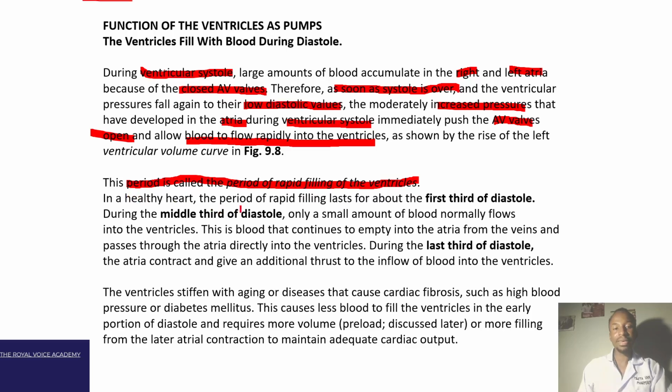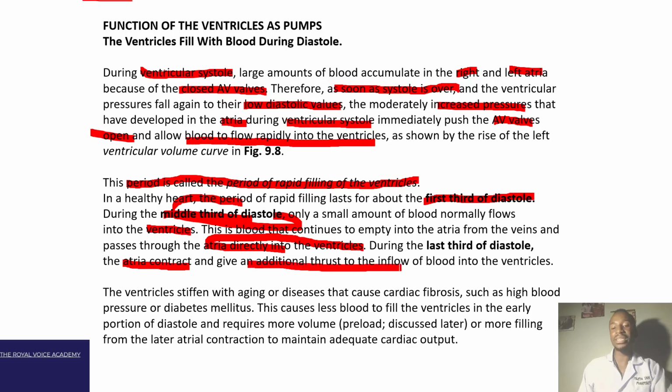In a healthy heart, the period of rapid filling lasts for about the first third of diastole. During the middle third of diastole, only a small amount of blood normally flows into the ventricles. This is blood that continues to empty into the atria from the veins and passes through the atria directly into the ventricles, without your atria doing anything. Then, during the last third of diastole, the atria will contract and give an additional thrust to the inflow of blood into the ventricles.